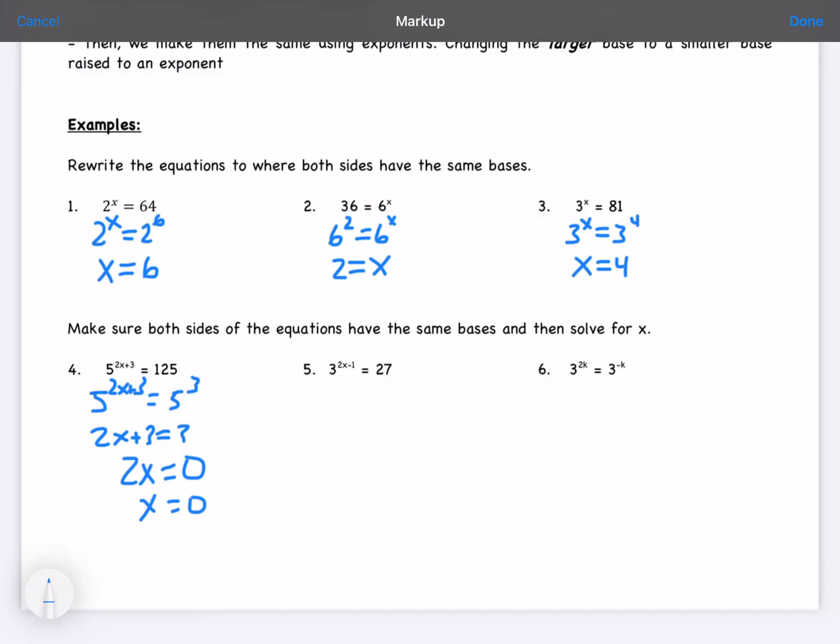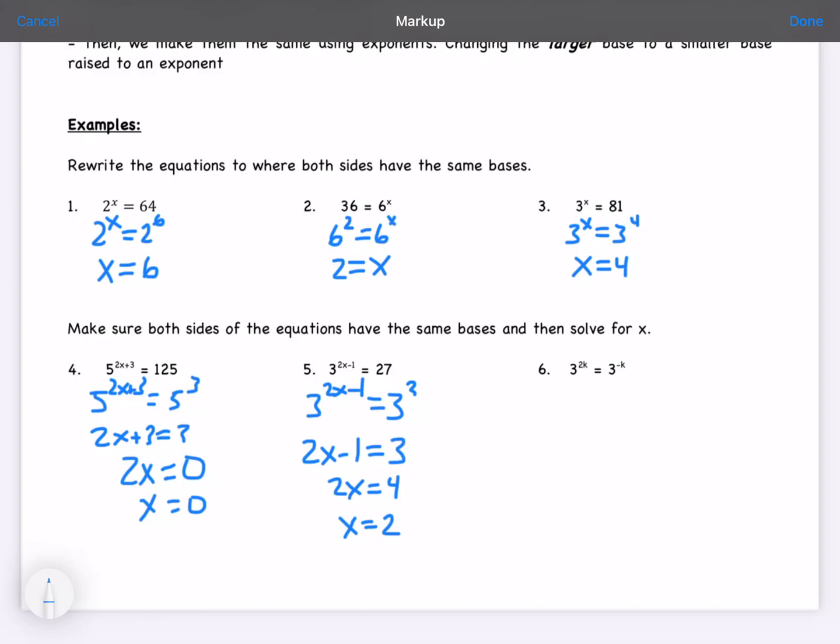We have 3 to the 2x minus 1 equals 27. That's the same as saying 3 to the 2x minus 1 equals 3 to the 3rd power. So we drop our bases. 2x minus 1 equals 3. 2x is equal to 4, and we end up with x equals 2. So once we get the same base, the algebra for the rest of it is pretty simple.